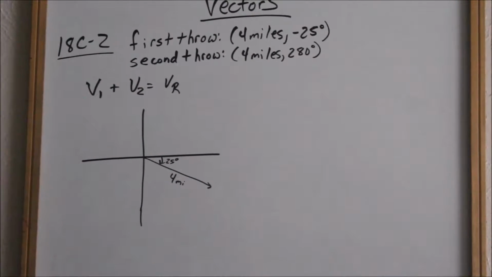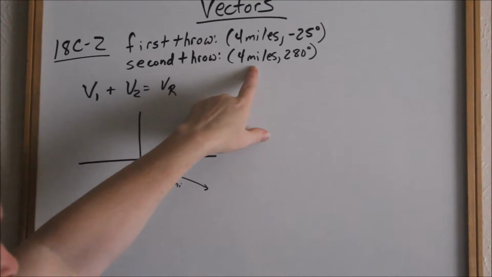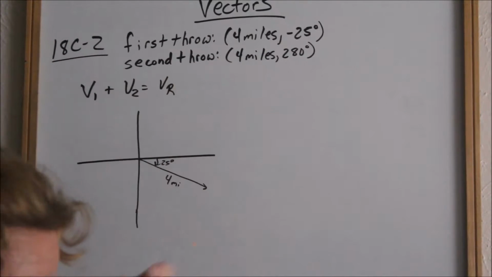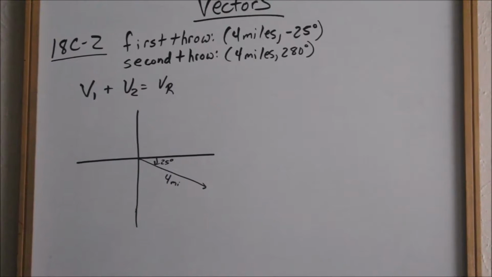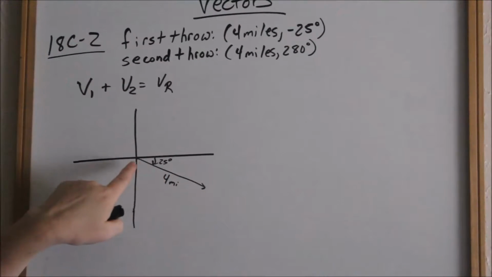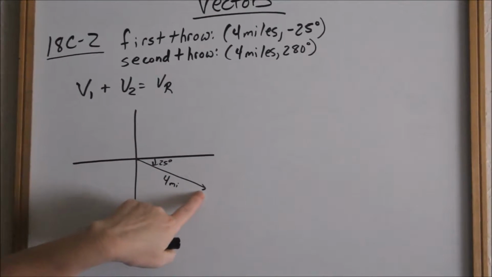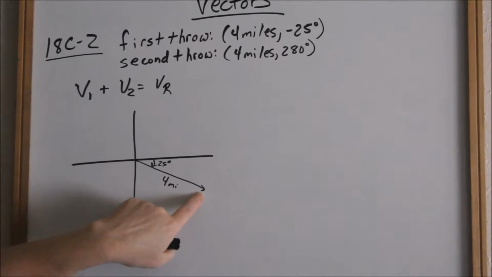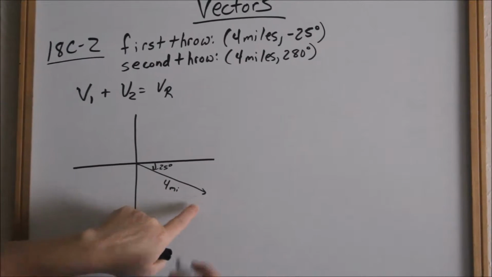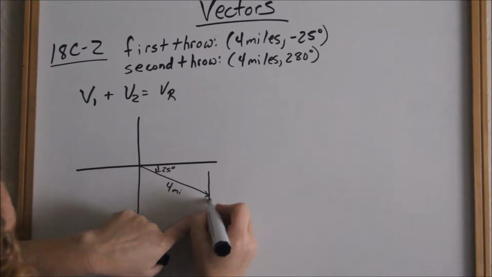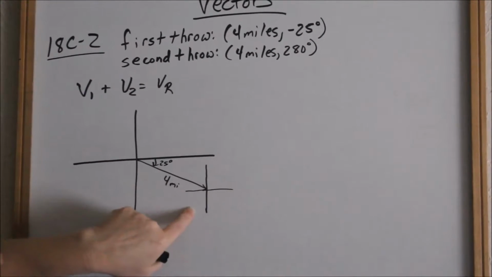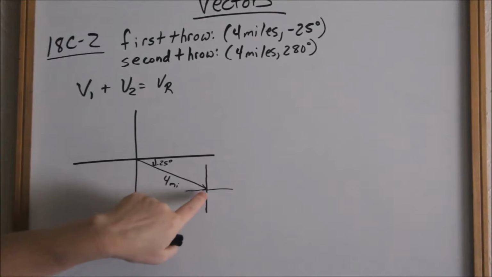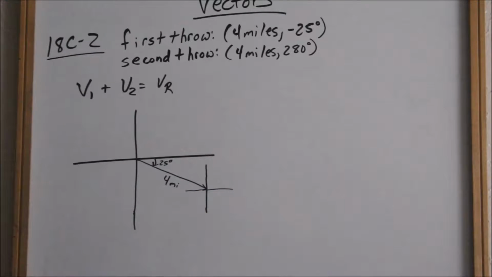Then it says the second throw is at 4 miles, 280 degrees. The one thing about vectors is that they are drawn head to tail. So it's like we just threw a frisbee to right here. We're standing here, and now we're about to throw the frisbee again. So you need to make a new XY axis right there. And so you're standing there at the origin, so now you're going to throw it a second time.